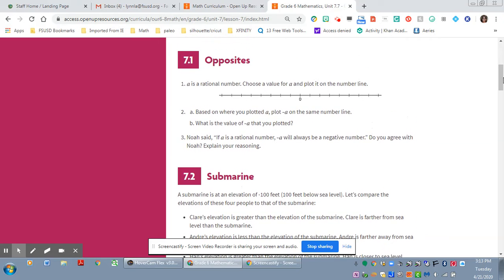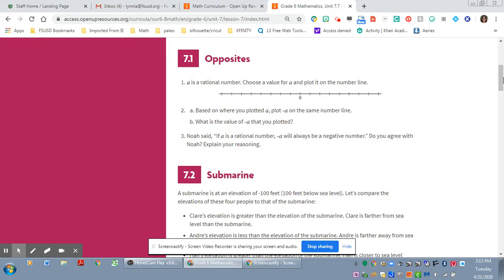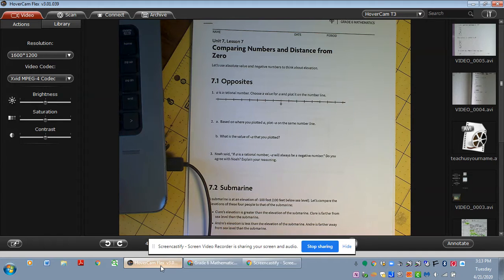So for opposites, number 1 says A is a rational number. Choose a value for A and plot it on the number line. So I'm going to show you that on this screen.